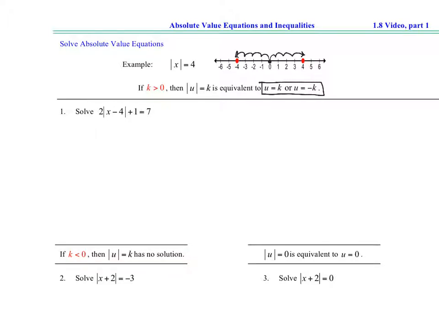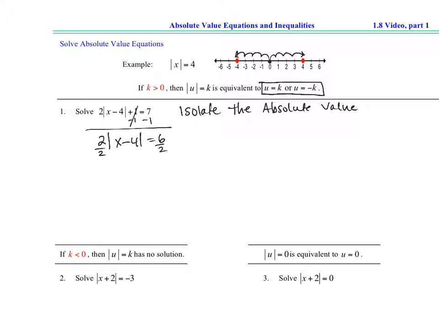So when we have a more complicated equation with absolute value, the first step is to isolate the absolute value. Alright, so we would get 2 times the absolute value of x minus 4 is equal to 6, and then you can just divide through by 2. So now I have succeeded in isolating the absolute value. The next step is to write two cases.